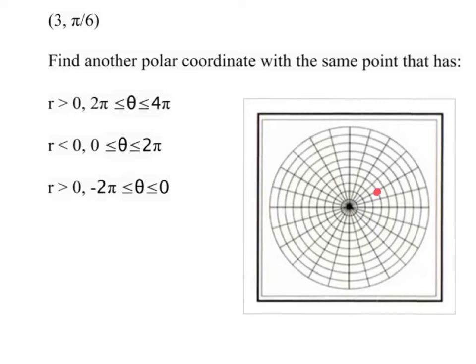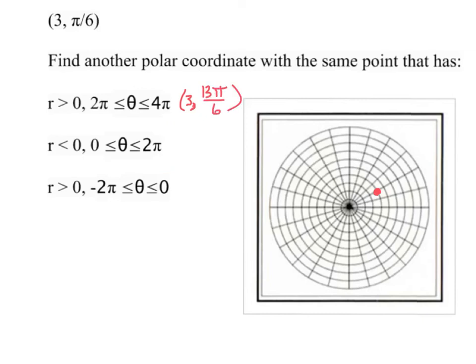Okay. Now, I said find another coordinate that has the same point, and then I gave some additional instructions here. I said the radius is still positive, so obviously it's still 3. But the angle isn't pi over 6. It's got to be between 2 pi and 4 pi. Well, that just means we go all the way around the circle. So 2 pi and another pi over 6. Well, 2 pi is the same as 12 pi over 6. So another pi over 6 would be 13 pi over 6.